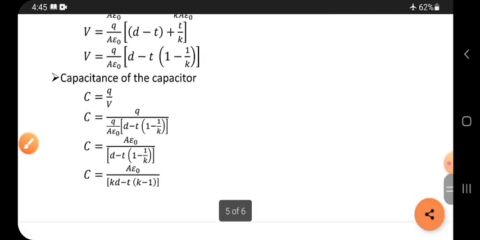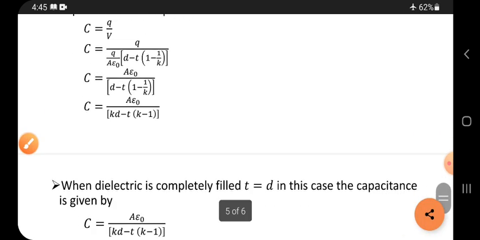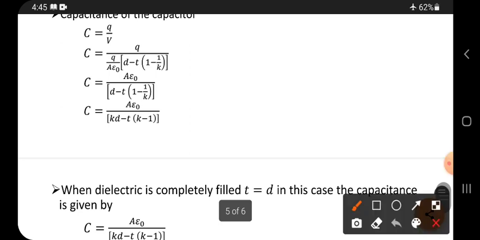Now the capacitor formula. At the beginning of this video I have shown the capacitor formula, that is C is equal to Q by V, and V is this one. Take this V value and substitute it in the place of V, then you get this one. Now Q gets cancelled. A epsilon naught goes upside, and the other stays downside as it is.